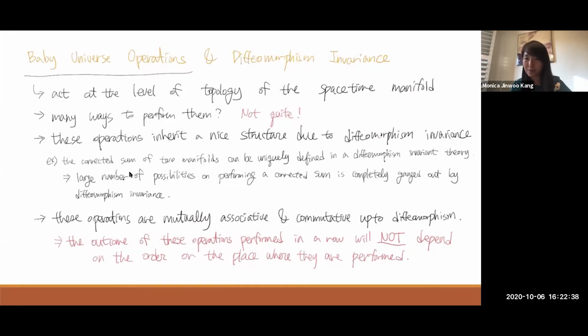So the outcome of considering these operations, which is the reason why I put it in this way, is that they can be performed in a row, many of them, but it will not depend on the order in which they're performed, or on which place they are performed. So you can just combine it all together holistically to see how many creations and annihilations have been done, and it will uniquely define what possibility you get from an operator standpoint.